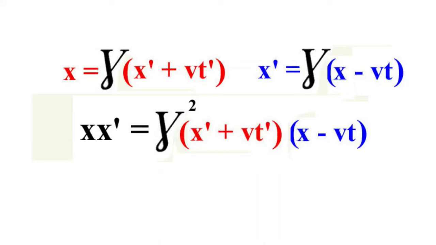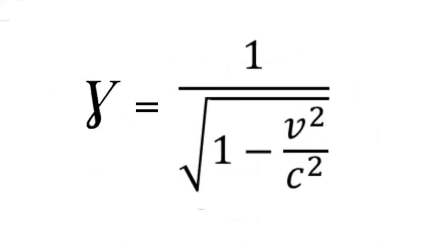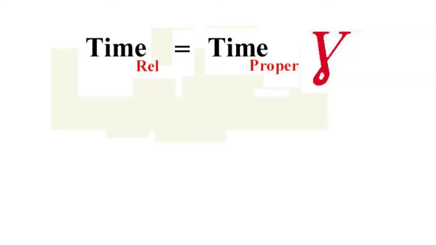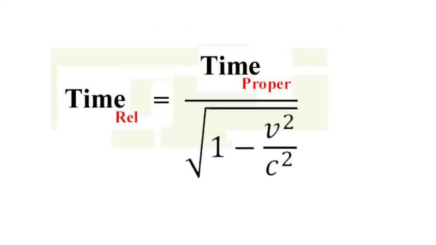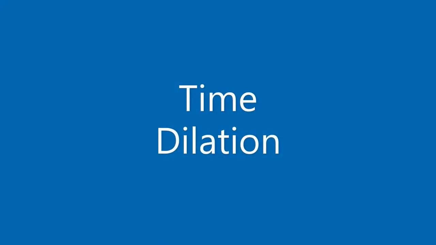We will then solve this equation for gamma, and we will find out, as we have before, that gamma equals 1 over the square root of 1 minus v squared over c squared. That is the error factor. Now that we have the error factor, or the Lorentz factor, we can see that relative time equals proper time, the time when the object is not moving, multiplied by gamma, which means that relative time equals proper time divided by the square root of 1 minus v squared over c squared, which is known as time dilation.